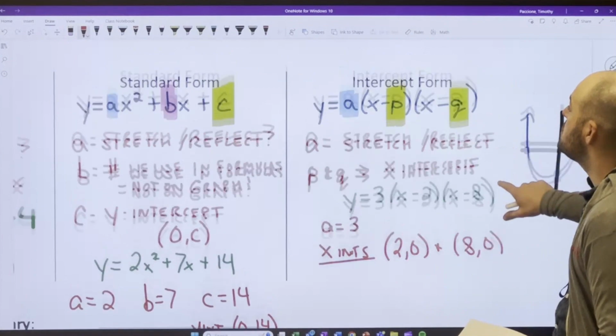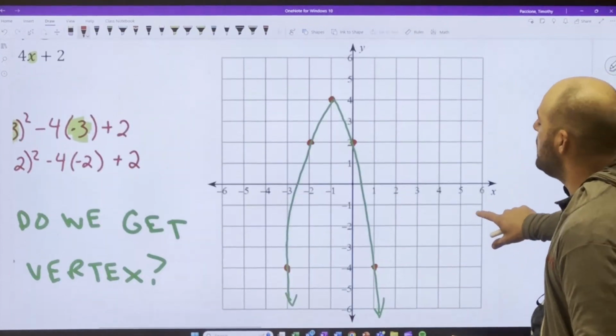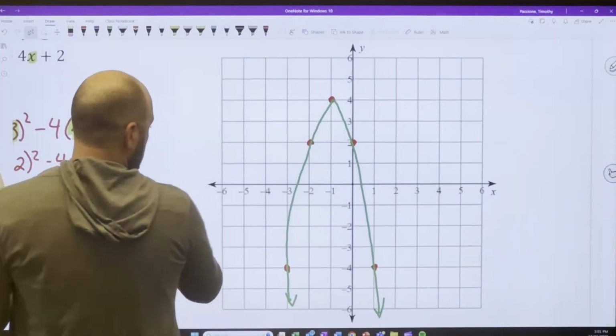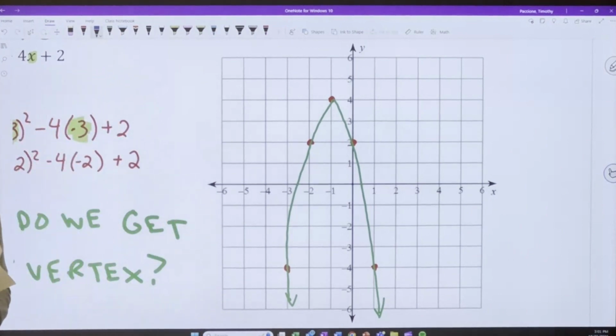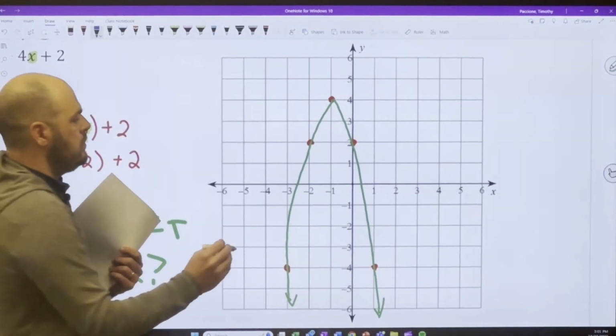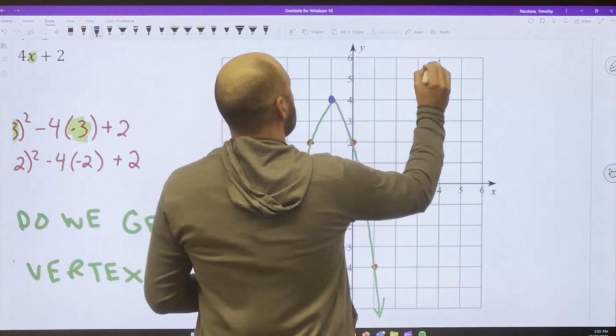Okay? So, we've dealt with our vertex a little bit now, right? Where's my vertex here? Yep, it's right here, right? This is my vertex.